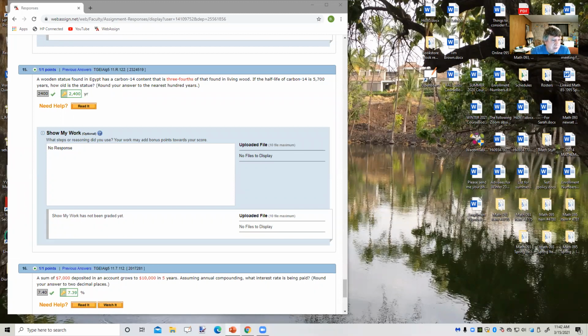The ending amount, it says a statue is found that is 3/4 of that found in living wood. So the ending amount is 3/4 of the beginning amount, which would be 0.75 of the beginning amount. So A equals 0.75 A naught.